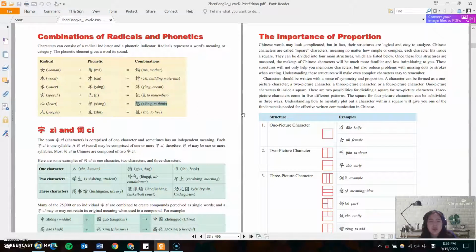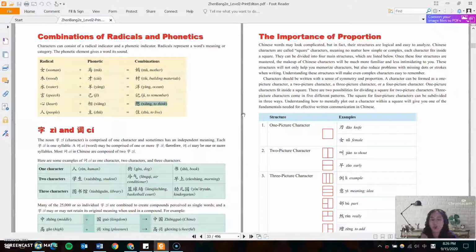Once these four structures are mastered, the makeup of Chinese characters will be much more familiar and less intimidating to you. These structures will not only help you memorize characters, but also reduce problems with missing dots or strokes when writing. Understanding these structures will make even complex characters easy to remember.